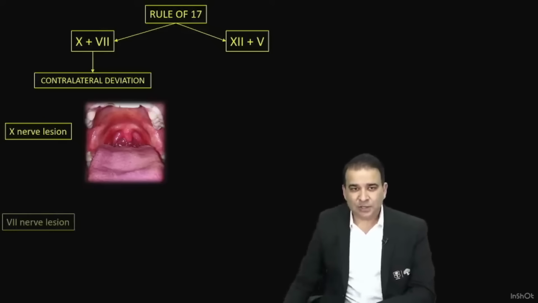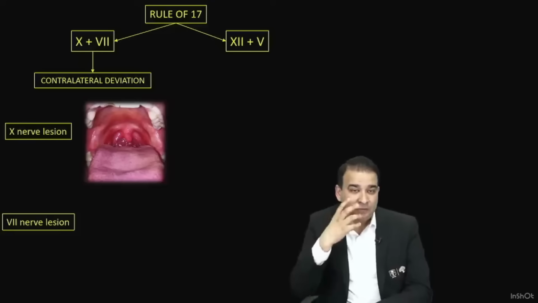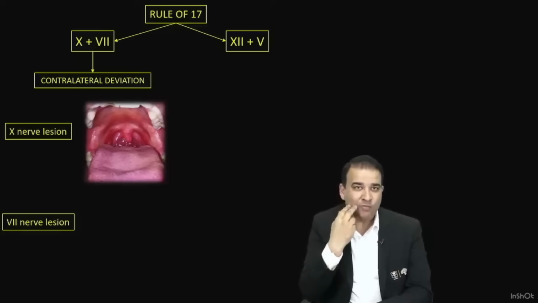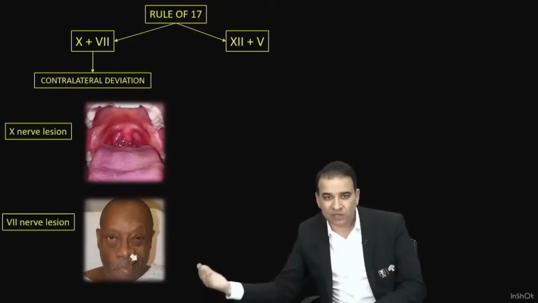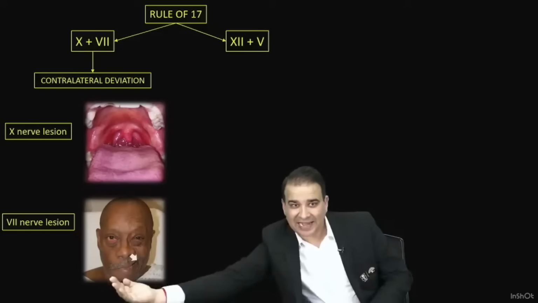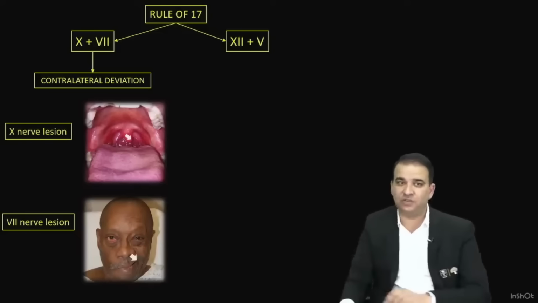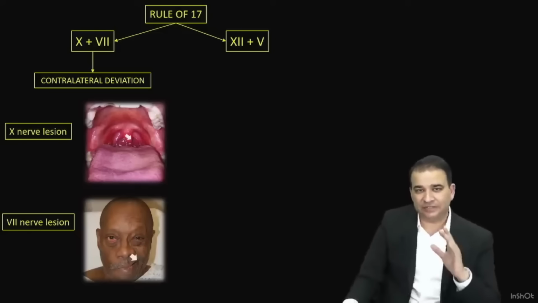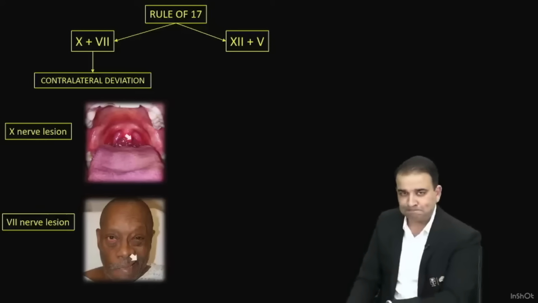7th nerve. In case of 7th nerve, facial nerve injury, then obviously the angle of mouth, not the jaw, angle of mouth will deviate toward the contralateral side. As you can see, the angle of mouth is deviating toward the left side here. So it's because of the right side facial nerve injury. So in the 10th nerve and 7th nerve lesion, the deviation is seen toward the contralateral side.